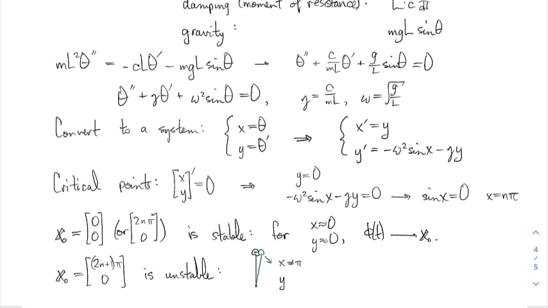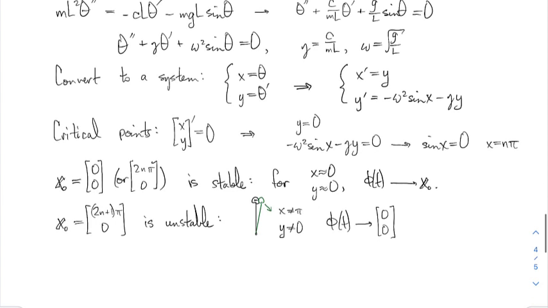And similarly, if we start with y not equal to 0, so in other words, if we stand it straight up, but we start it with a little bit of momentum, we give it a little bit of a push, then again, it's going to swing down to 0, 0. So this is showing us that the stability condition fails.